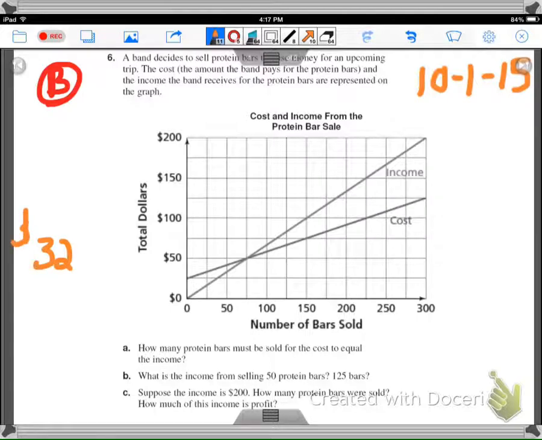And then from 125 bars, so then I go to 125, which is here. I have to make sure I go to the right one. This is cost. I don't want that one. I want income, and I'm going to go over. And this is 75, and this is 100. So I have to estimate maybe 85, 90 dollars.